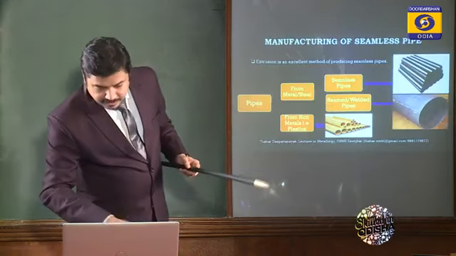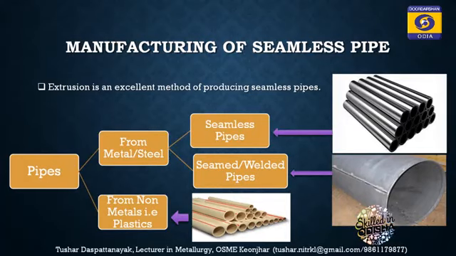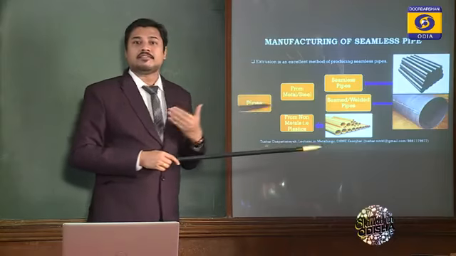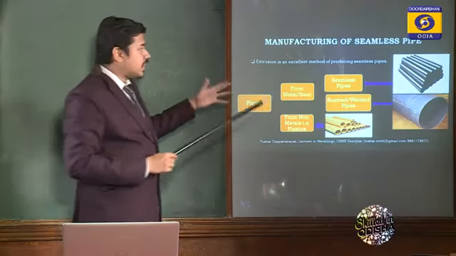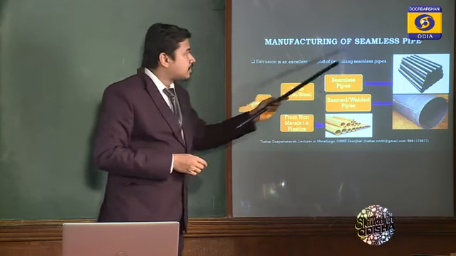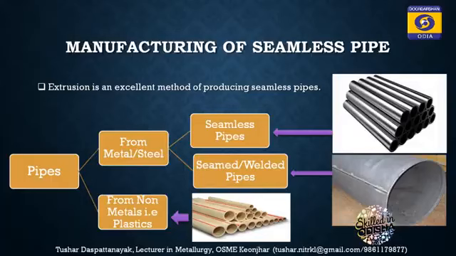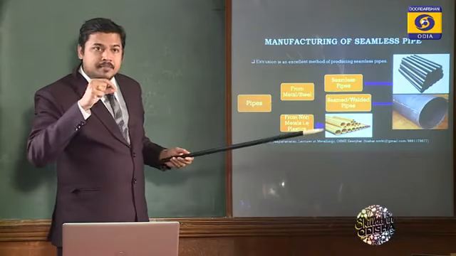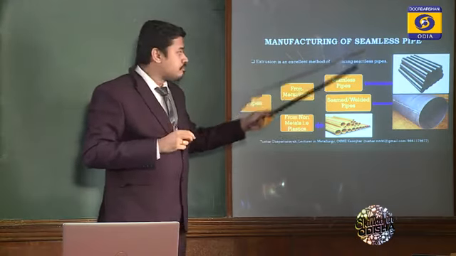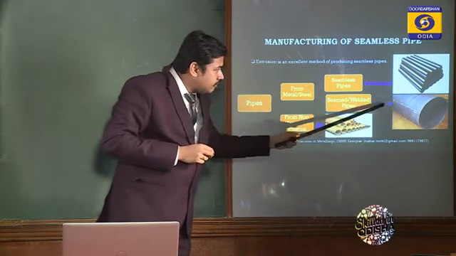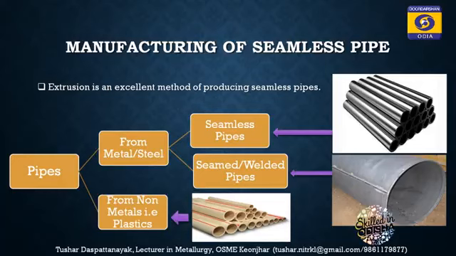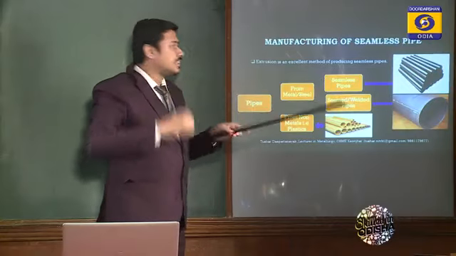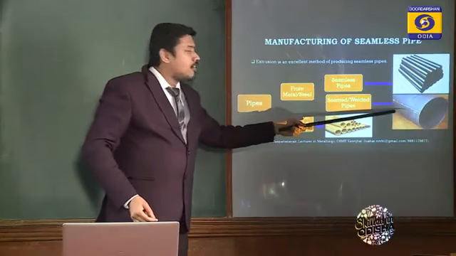We'll go for next. Manufacturing of seamless pipe. This is the last part of this chapter. First we'll understand what is a seamless pipe. There are 2 kinds of pipe. One is welded pipe or seamed pipe. Another one is seamless pipe. Look at this picture. This is a welded pipe. We take a flat sheet, bend it, join it and weld it. You get a seam. That is a seamed pipe or welded pipe.